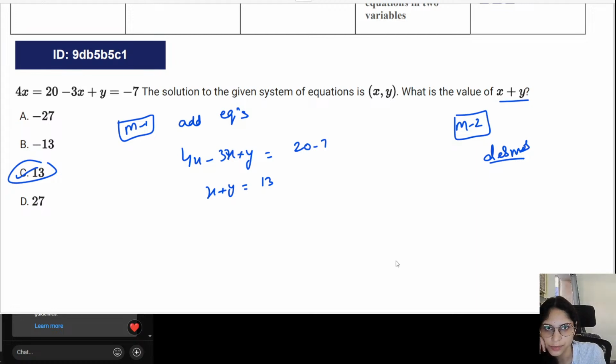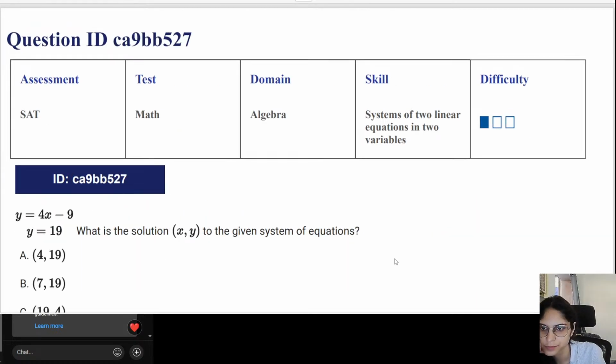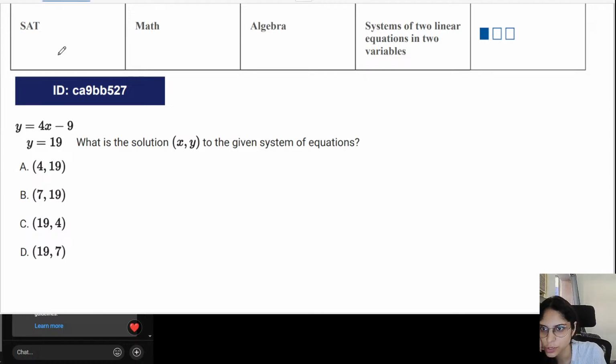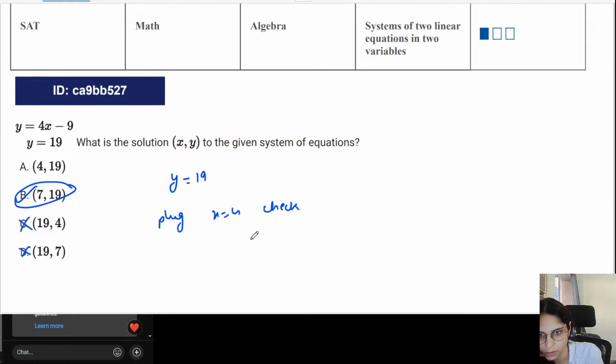Next is question number 31. Again, y is given as 19. So these two options are gone. And now you just plug in x. 4 times 4 is 16. 16 minus 9 is not going to be 19. 7 times 4 is 28, minus 9 is 19. So this is your answer. Y is 19 and just plug x is equal to 4, check. X is equal to 7, check. This works, this doesn't work. That is your method 1. Process of elimination.